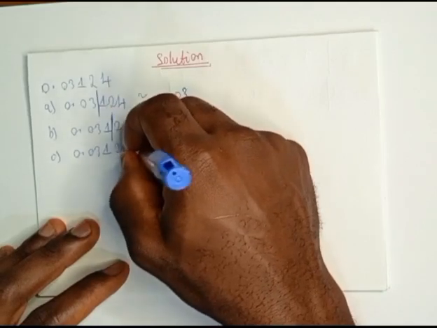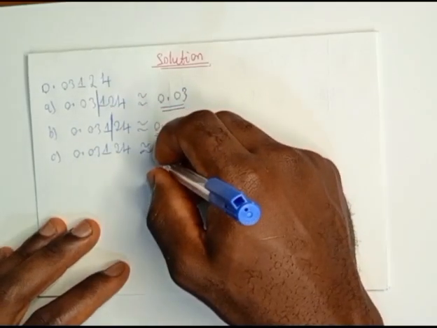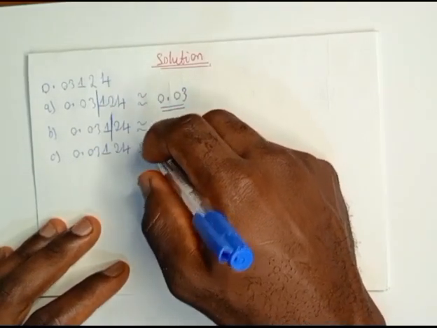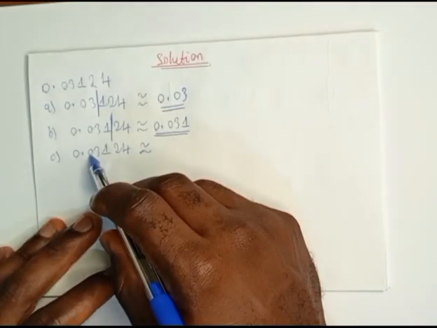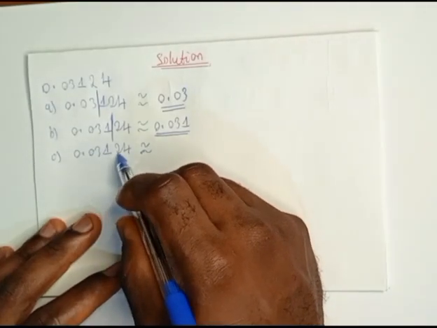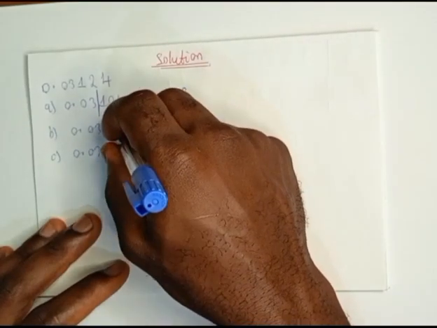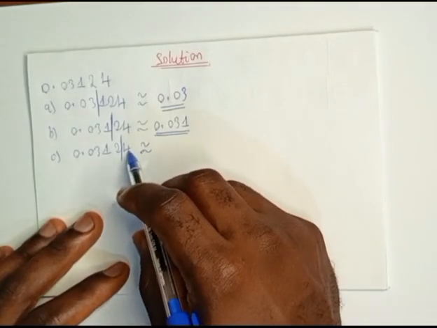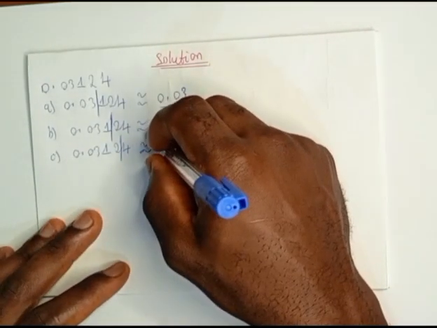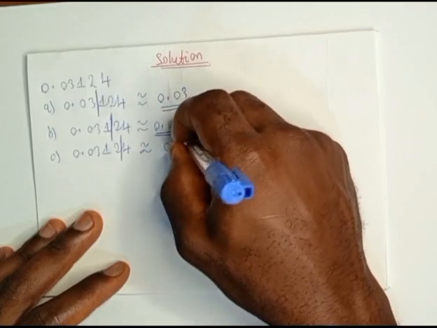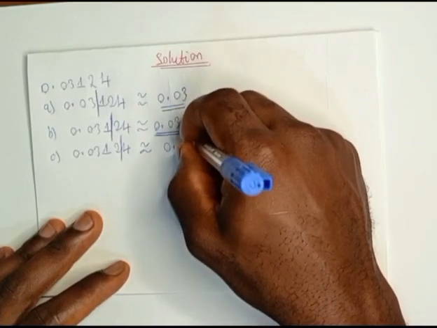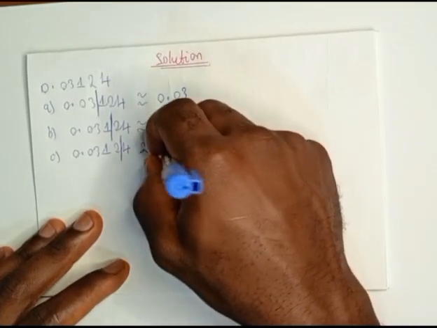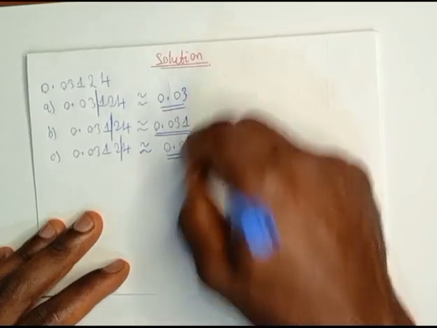For C, 0.03124 to 4 decimal places is approximately, we are going to count the 4 decimal places. 1, 2, 3, 4. We round off. 4 is less than 5. It is rounded down to 0. And this will give us 0.0312 to 4 decimal places.